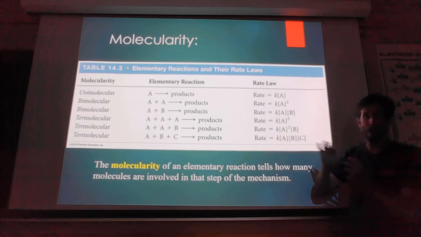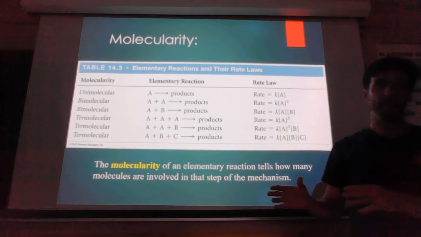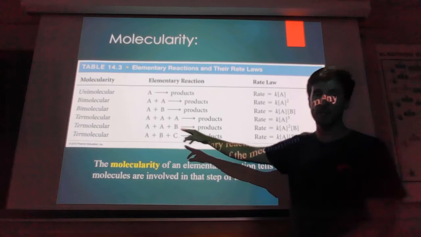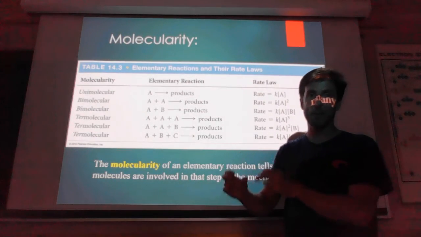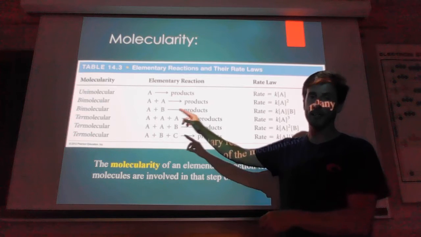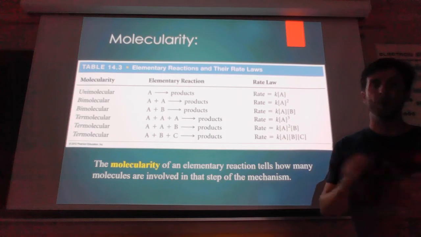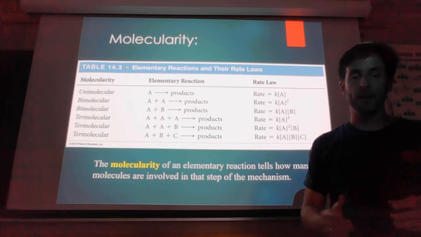Okay? So mathematically, all this stuff is related. What you need to take from this is whatever the coefficient is, if we have an elementary step of a reaction, then you can take the coefficient and make it the order. If you don't know if a reaction is elementary or not, then you can't do that.